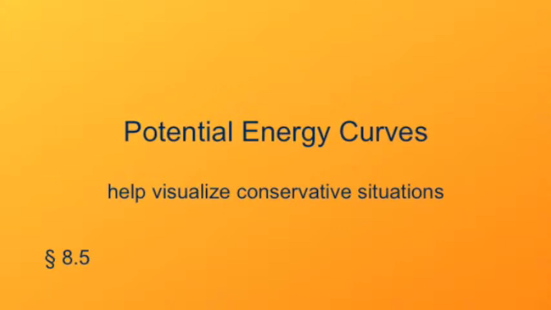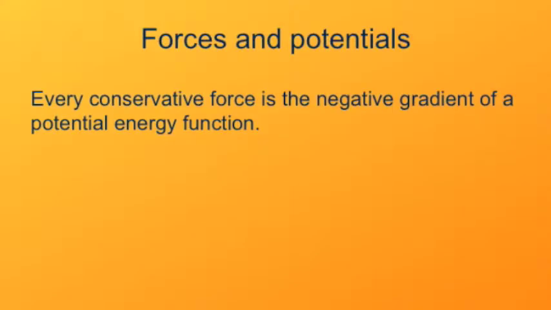A useful device for helping us understand how an object behaves is a potential energy curve. This is basically just a graph of potential energy versus position. Just seeing that, we can readily visualize forces acting on objects, and thus their accelerations. Here's how it works. Every conservative force is a negative gradient of a potential energy function.